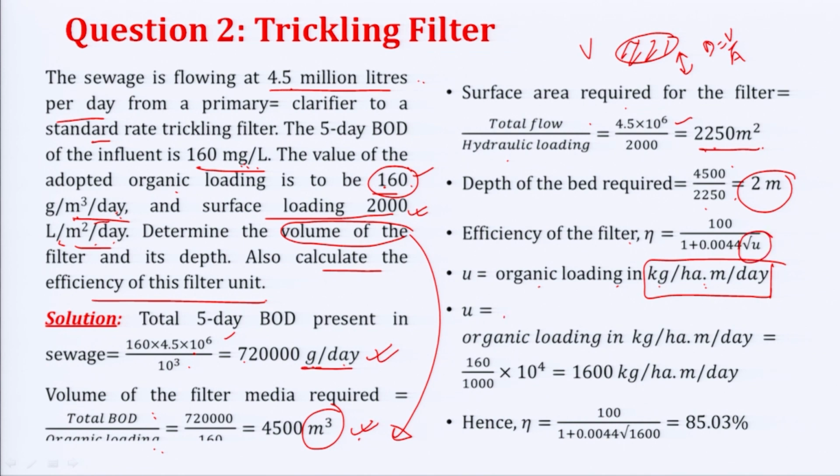So, u equal to organic loading in kg per hectare meter per day, which is 160 by 1000. 160 grams divided by 1000 will give kg, right, and then if you multiply by 10 to the power 4 meters cube, you convert that into hectare meter per day. So, put this value here, you get eta equal to 85.03%, right. By using this equation you can easily calculate the efficiency of the trickling filter.